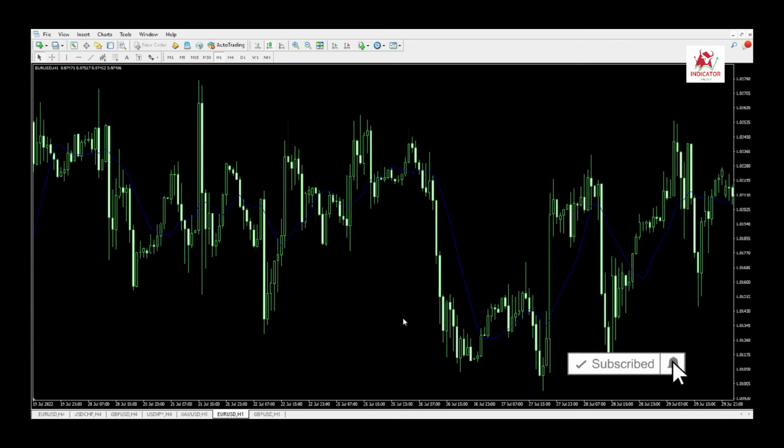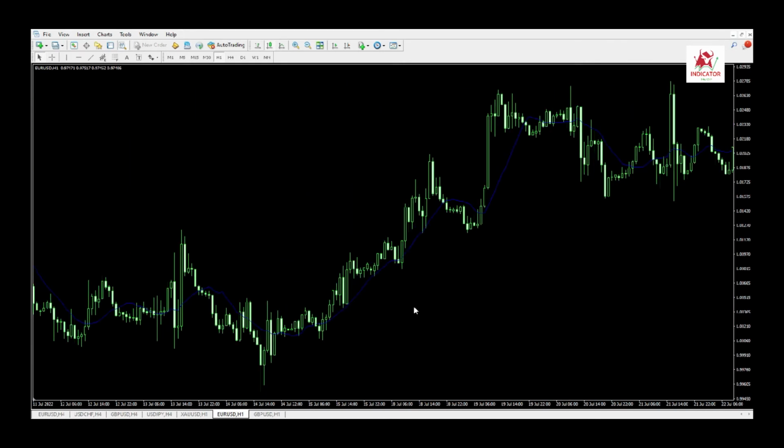MA multi-time frame for MT4 allows you to see moving average status for all time frames in a single place. You can simplify your visual representation and know if an asset or a pair is overall bullish or bearish. You can use this indicator to improve your entry and exit signal decisions. The indicator also includes a feature to alert you if the trend changes.